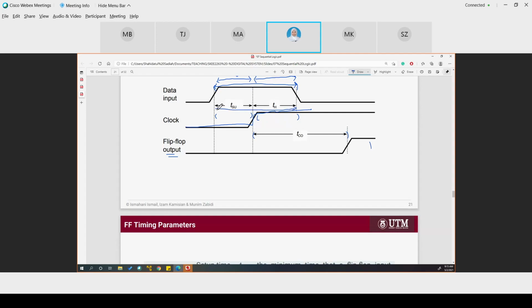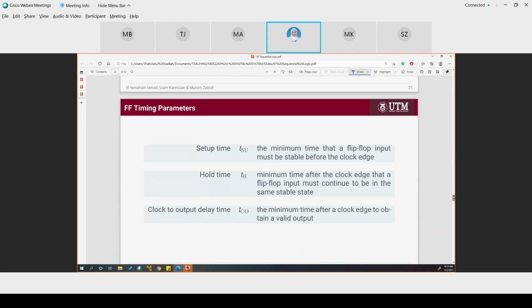Okay. Setup and hold, where this is the clock arrival. Okay. And this is the definition. The setup time is the minimum time that a flip-flop input must be stable before the clock edge.